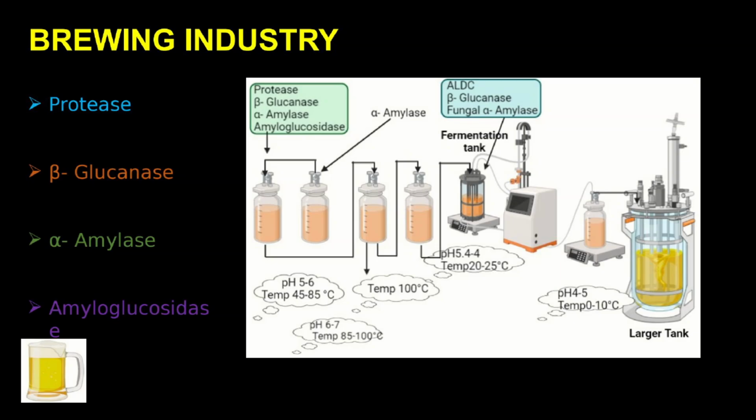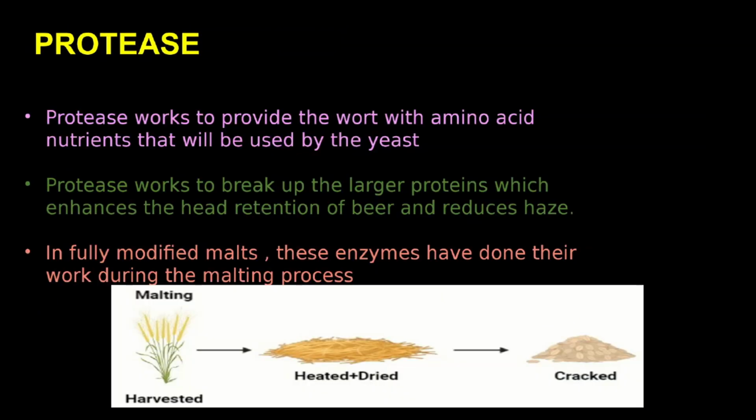Okay, next comes the brewing industry. In the brewing industry, proteases are used, along with beta glucanase, alpha amylase, and amyloglucosidases. So these are the enzymes used in the brewing industry. Proteases work to provide the wort with amino acid nutrients that will be used by the yeast. So basically it is for the production of products that can be used by the yeast, so that brewing, the fermentation part, can happen.